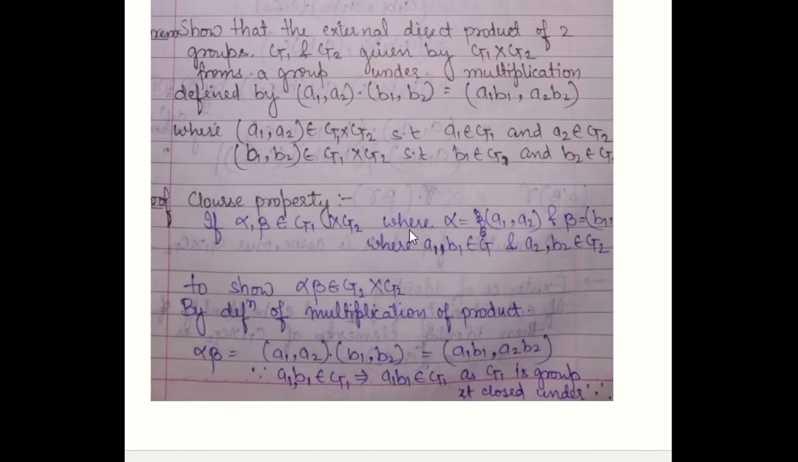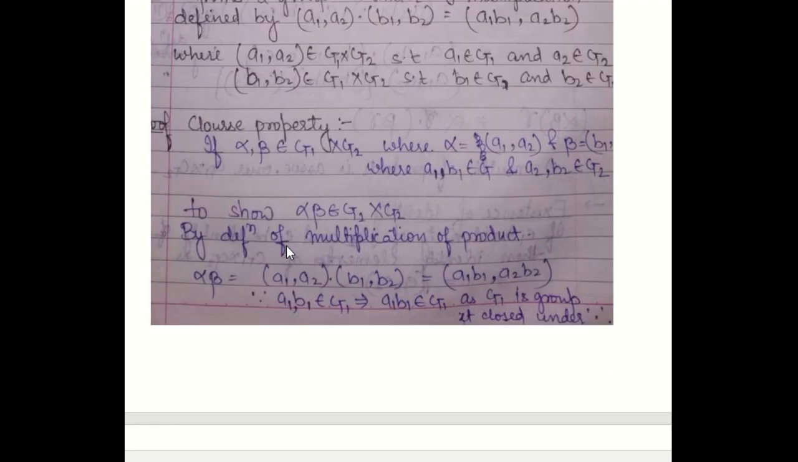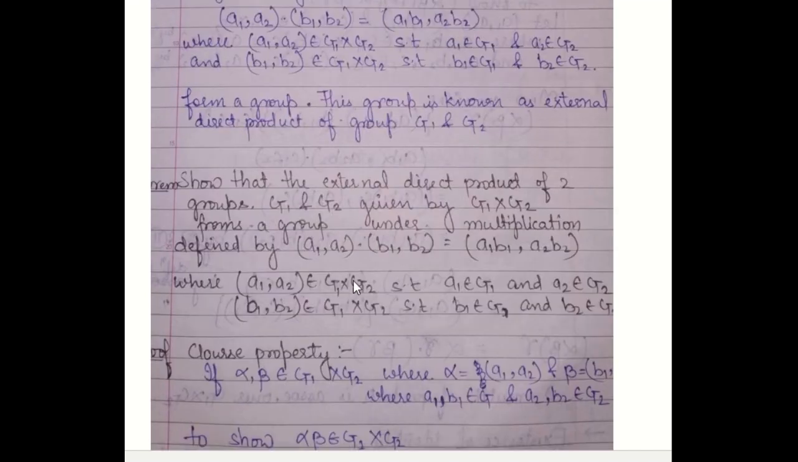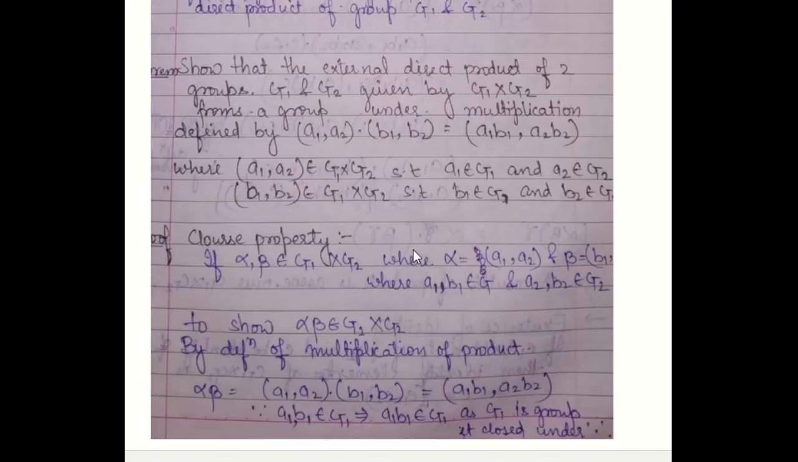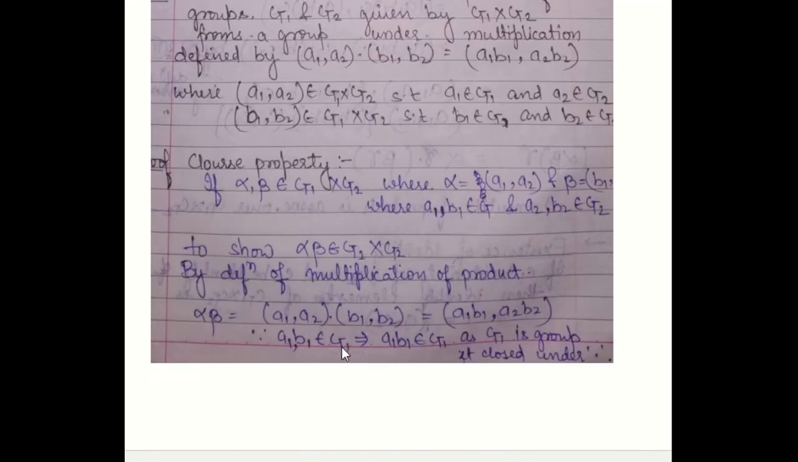For this, let us assume two elements alpha, which is (a1, a2), where a1 belongs to G1 and a2 belongs to G2, and beta, which is (b1, b2), where similarly b1 belongs to G1 and b2 belongs to G2, which are arbitrary elements of G1 cross G2. Now we have to show that their product alpha beta will belong to G1 cross G2. For this we multiply alpha and beta with each other by using the definition of multiplication. So if we take alpha and beta, we will get this.